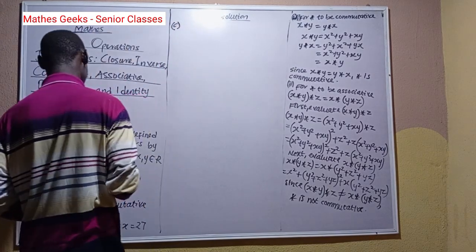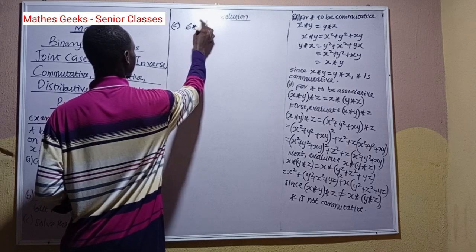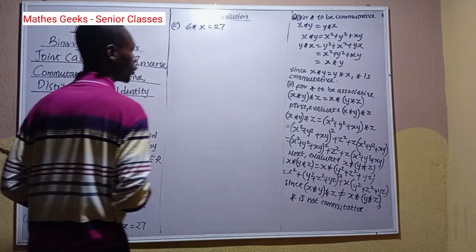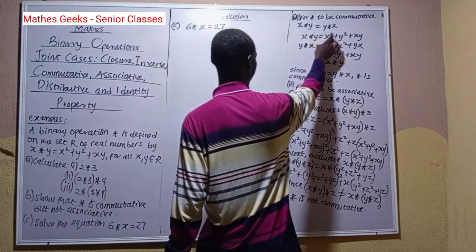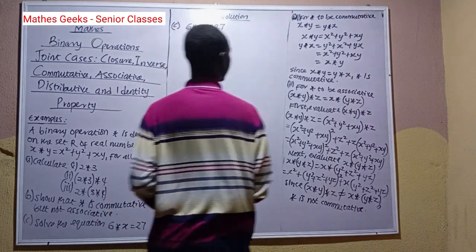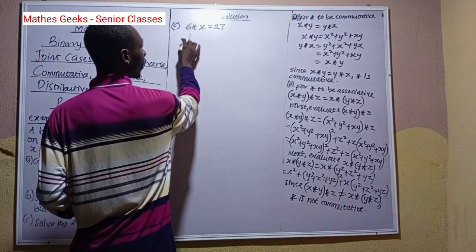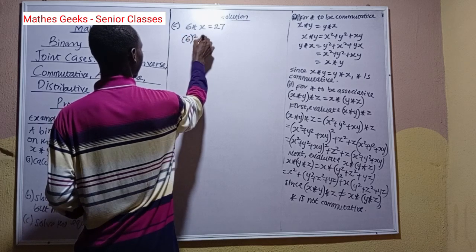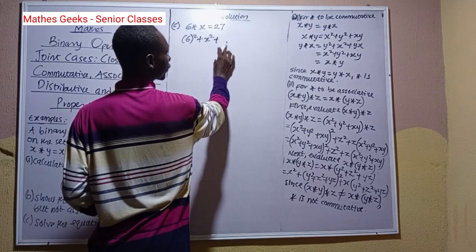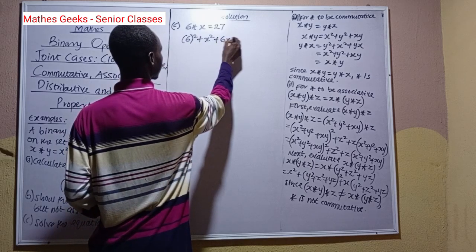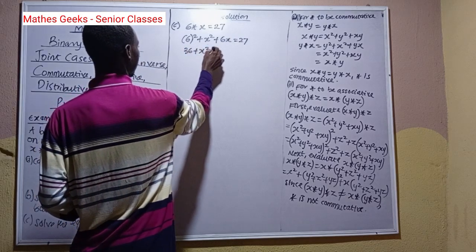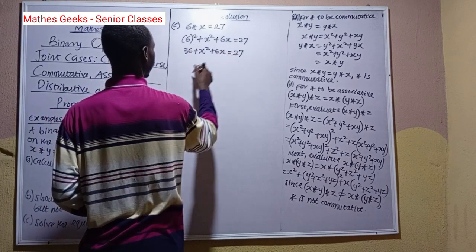C. Solve the equation 6 star x is equal to 27. Our general rule, x operation y is equal to x squared plus y squared plus xy. So x is 6 and y is x. So 6 star x will give us 6 squared plus x squared plus 6x, that's 27. And this will give us 36 plus x squared plus 6x equals 27.